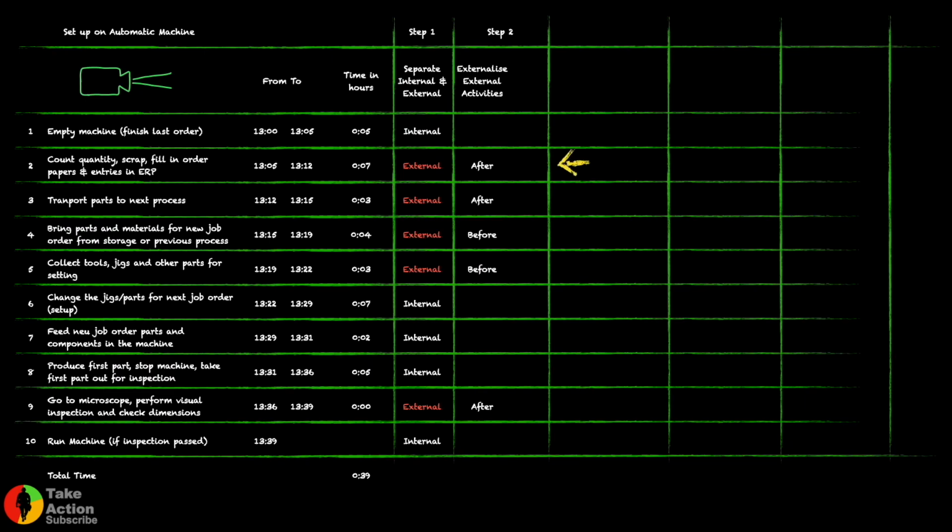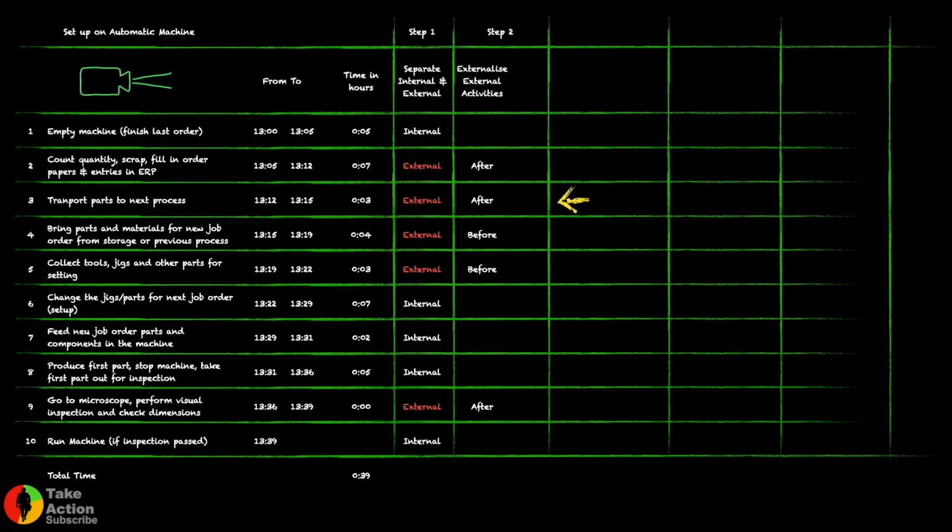Activity number 2 is to count the quantity and the scrap, fill the papers and do the entry in the ERP system. This can easily be done after starting the machine with the new job. So this is an organizational issue. Through training of the operator, this can be easily managed. Then we have activity number 3, transport the parts to the next process. After finishing the previous job order, the operator was transporting, but this can be done after starting the new job order.